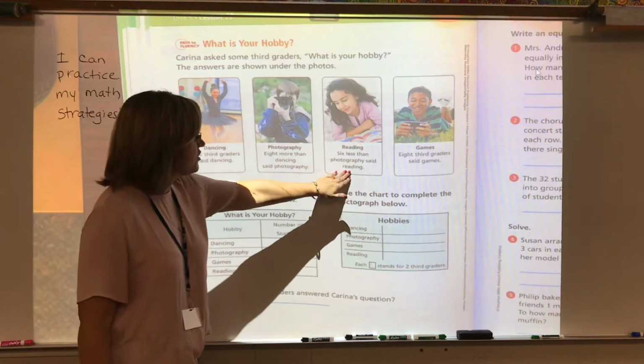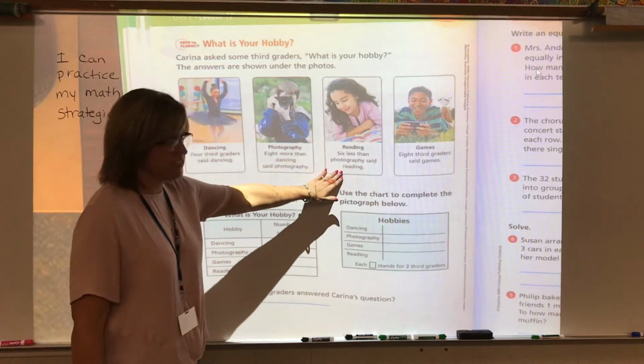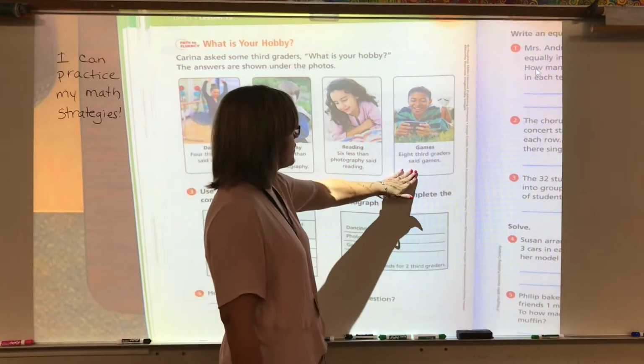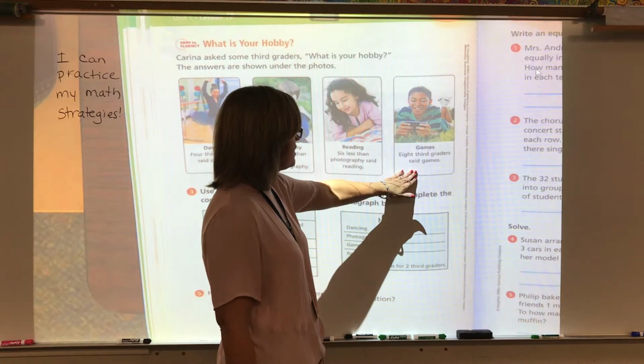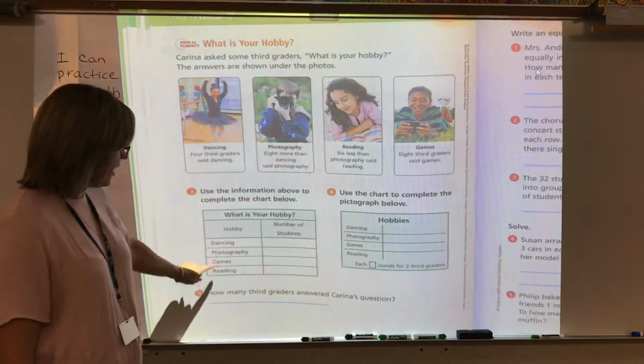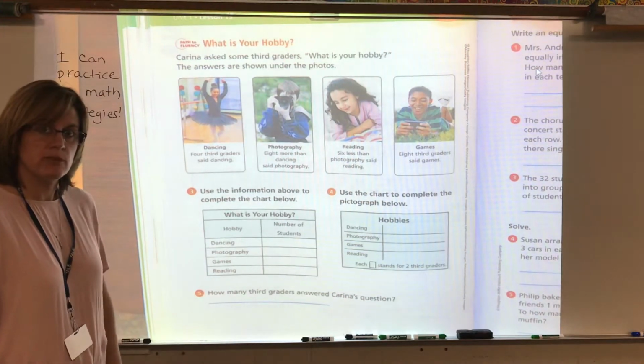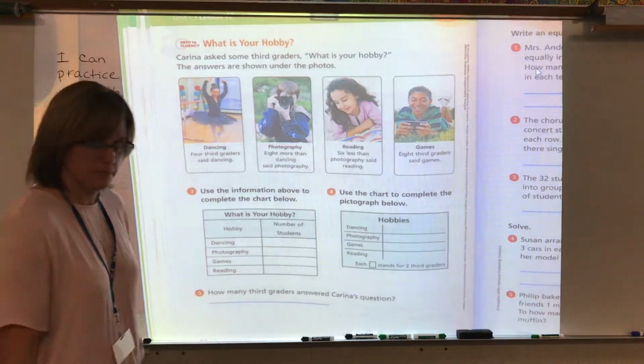Over here, there's 6 less than photography. So you need to take the number from photography and do 6 less. Over here, for games, 8 third graders said games, okay? Once you have your numbers up here, you're going to go down and plug them in to the 2 graphs and then answer the question on the bottom. Go ahead and work on that now.